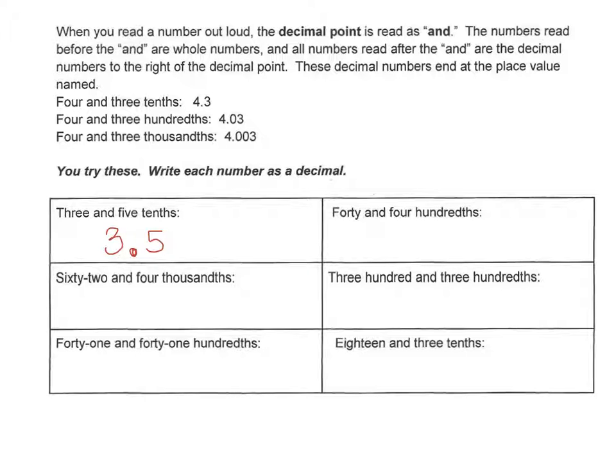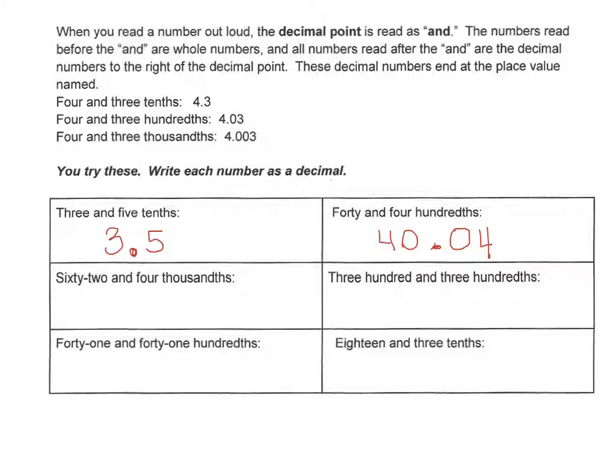The next one, 40 and 4 hundredths is written as 40. And is your decimal point. And 4 hundredths, you write 0.04, because if you write 0.4, that would be 4 tenths. But you have 4 hundredths, so 0.04.